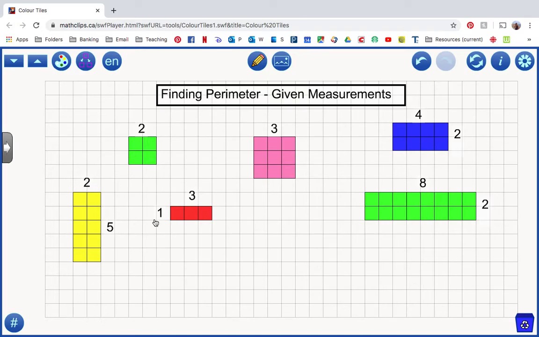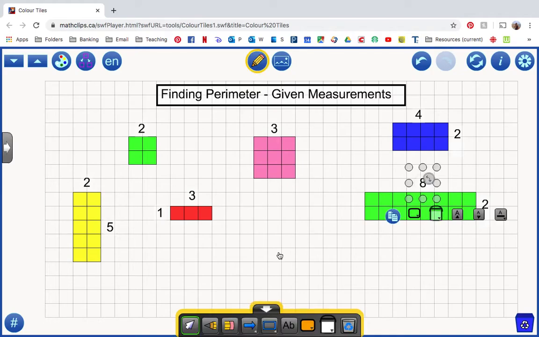for all 4 rectangles. So now finding the perimeter of these shapes is a little bit different than what we did yesterday. Yesterday we were doing all annotating and counting, which you can always do as a way of checking your work. So as a second method, you can always do that.